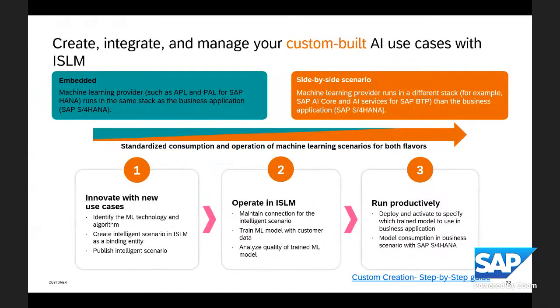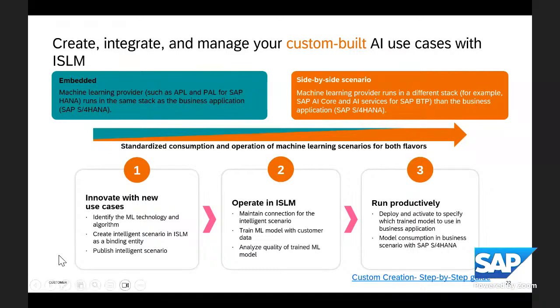With this, we come to the part on custom-built AI use cases using ISLM, and we understand from our customers that this is also a very important aspect of your AI journey, because not all that you need from AI innovation is available through pre-built or out-of-the-box scenarios. In that case, you would have to build your own AI use cases, and that's where ISLM plays a very critical role. With regard to custom AI use cases, we support both embedded as well as side by side. And the process, as you see here, is more or less similar to the previous slide, which was about consuming pre-built AI use cases.